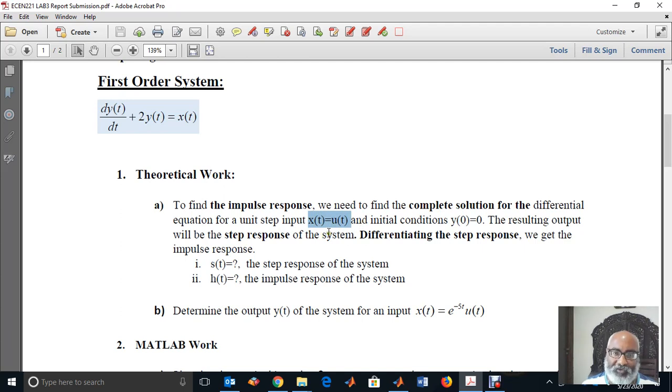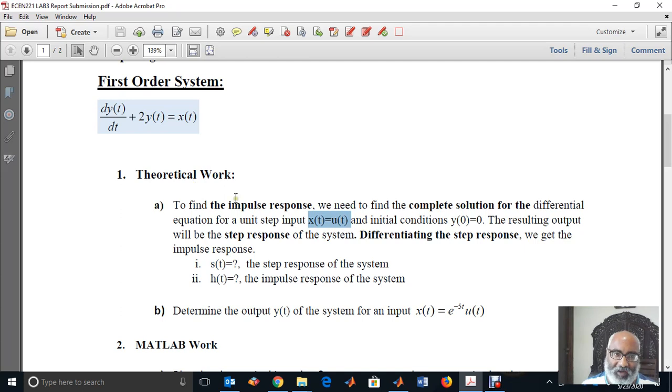From the step response, we can find the impulse response. What is the relation between the step response and the impulse response? If you remember, the relation between the unit step u of t and the unit impulse function delta of t: delta of t is the derivative of u of t. So the unit impulse function is the derivative of the unit step function. By that analogy, the impulse response will be the derivative of the step response.